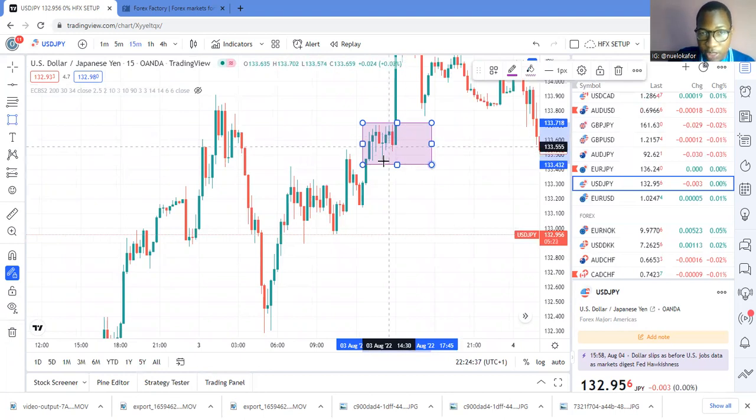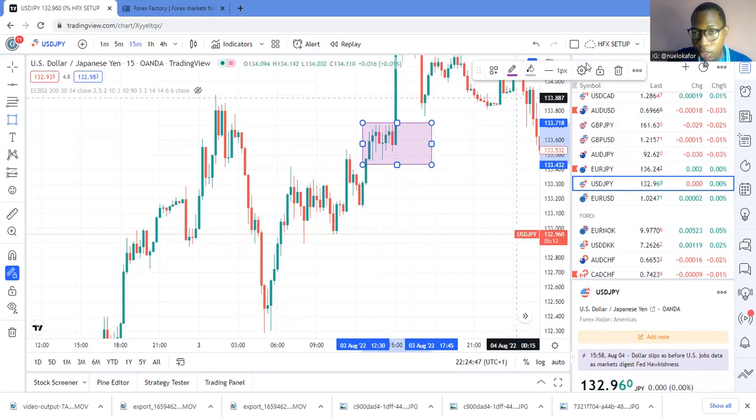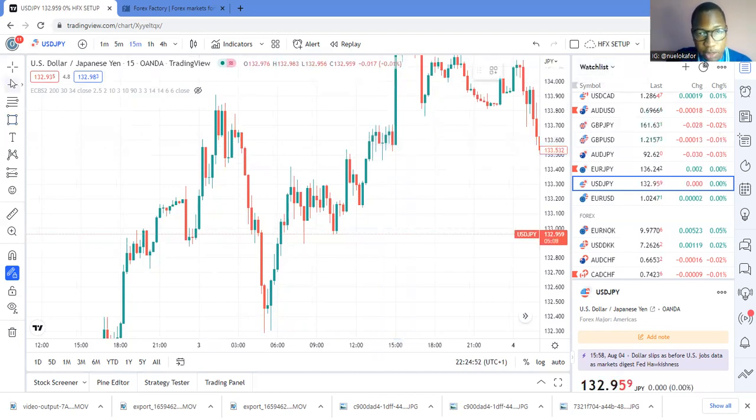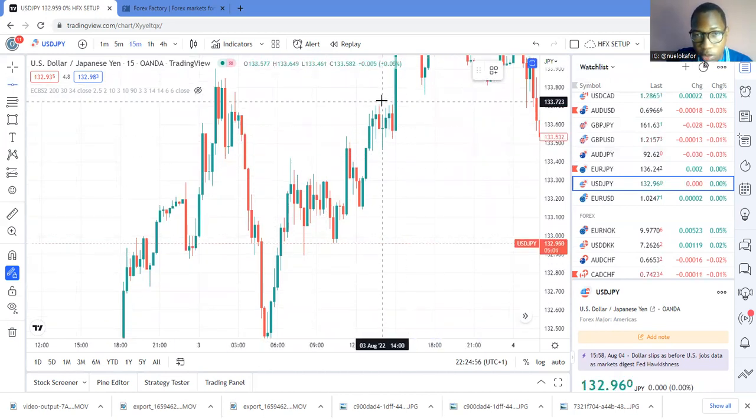On its own, you can see that there is a little resistance that had to be broken, right? Because remember, these are 15-minute candles. So look at this point. And remember, I take the bodies of the candles, not wicks. Okay.